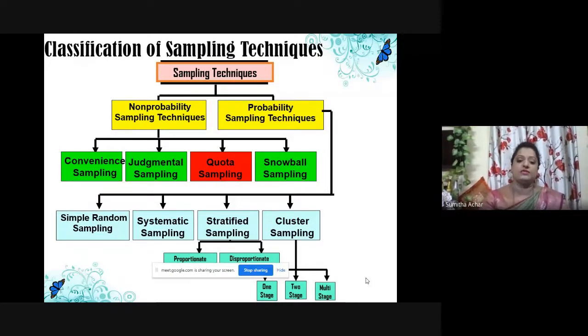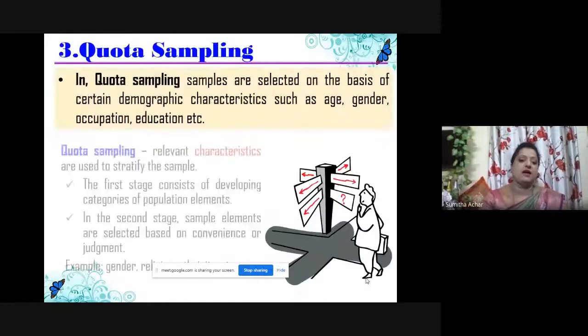But now in quota sampling, when you have your population as infinite, you do not have the list, but still you want to segregate the people on certain quotas or certain groups, then you go for quota sampling. Do not get confused between quota and stratified sampling, friends. In quota sampling, we are talking about infinite populations.